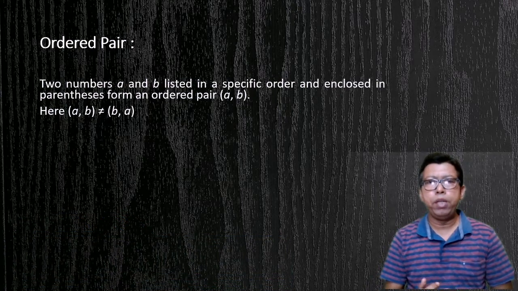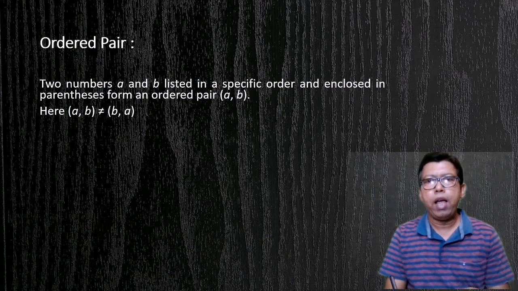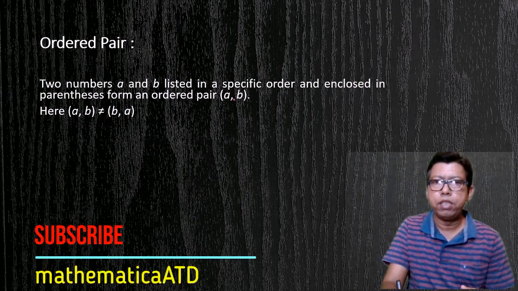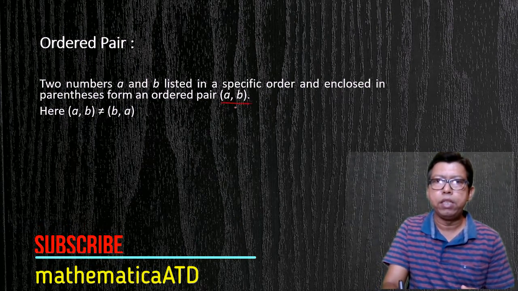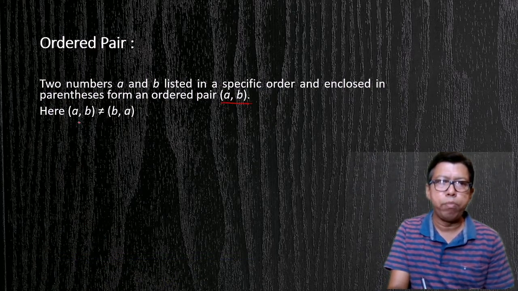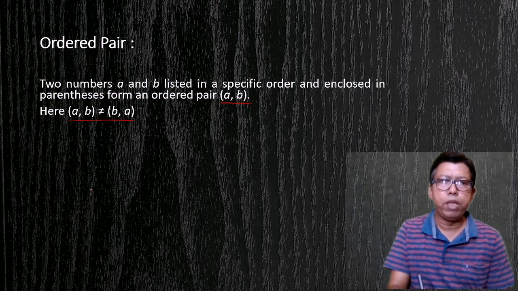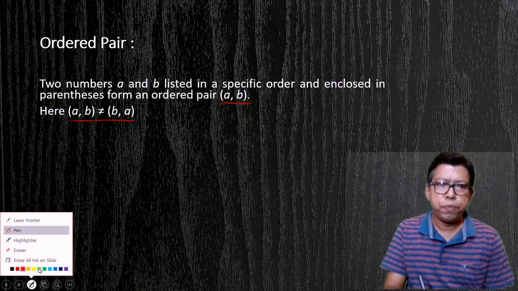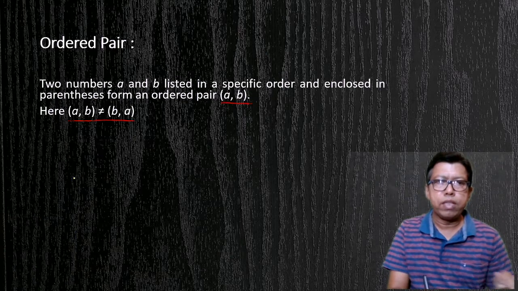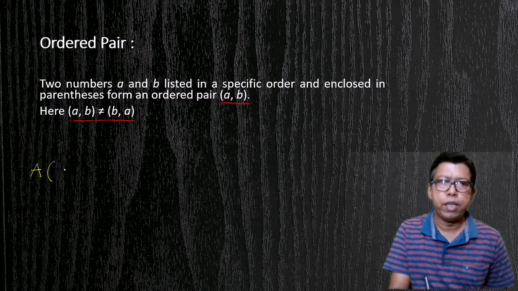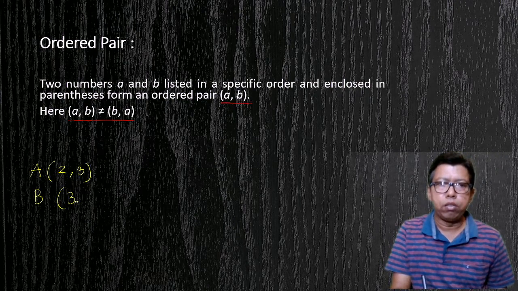What is an ordered pair? Two numbers a and b listed in a specific order and enclosed in parentheses form an ordered pair. It is written as (a, b) in parentheses, and obviously you should remember that (a, b) is not equal to (b, a). This is one important concept. You can take a point, say A, which is (2, 3), and another point, say B, which is (3, 2).